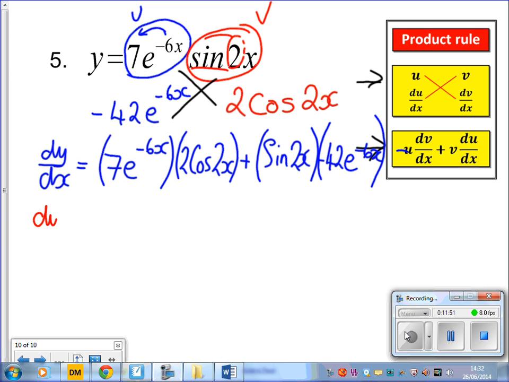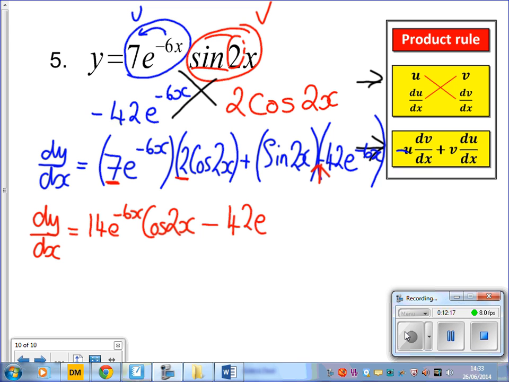Just going to tidy that up. I've got a 7 here and a 2 here, so I'm going to multiply those two together to give me 14e to the minus 6x cos 2x. Got this minus sign here, so I'm going to bring that to the front. Minus 42e to the minus 6x sine 2x.